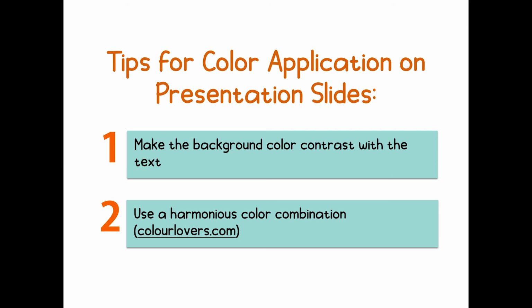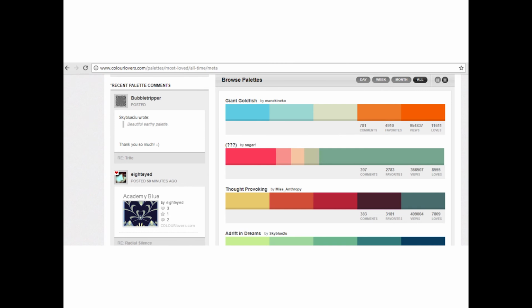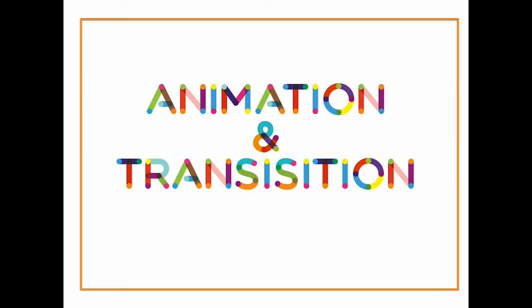Tips for color application on presentation slides. 1. Make the background color contrast with the text and use harmonies of color. You can get a color combination on colorlovers.com.